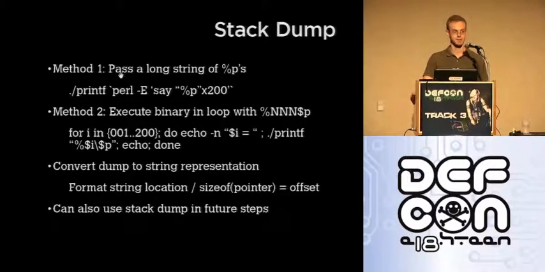You then take this stack information, which, based on %p or %x, is going to be code pointers, and you convert it to the string representation of that data. By doing that, you can find the actual string that's located through those pointers. And then you can find the offset of that string from the stack dump.